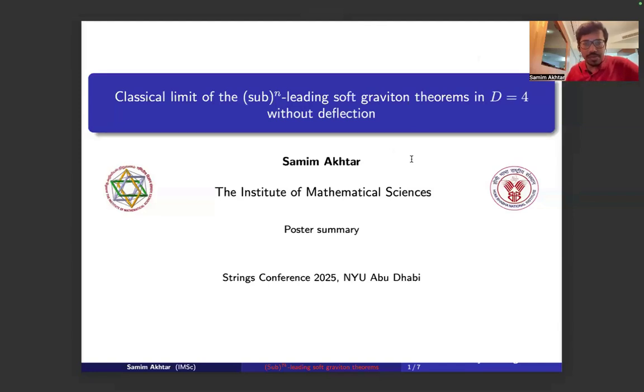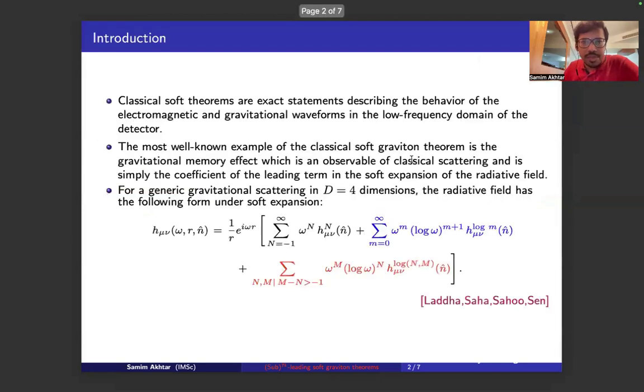Summary of my poster for the Strings Conference 2025, based on the classical limit of the sub-to-the-power-n leading soft graviton theorems in d equal to 4 without deflection. So let me give a brief introduction.